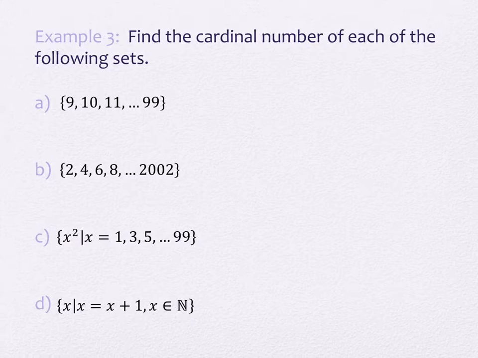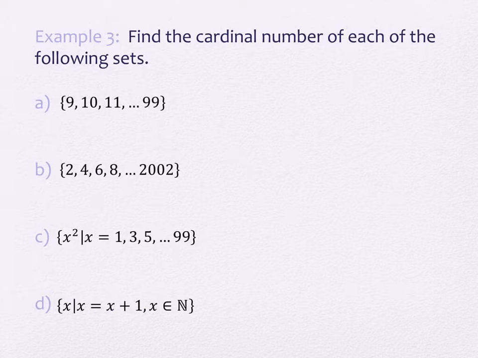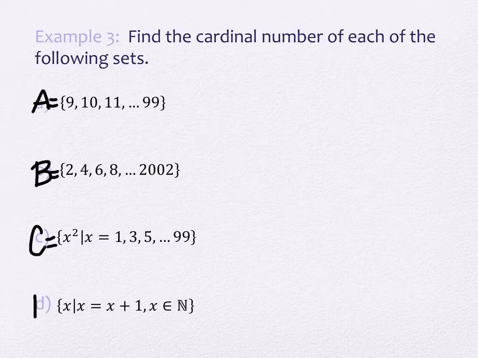All right, let's go back and take a look at where we are. Cardinal numbers. There we are. So what we're going to do next is find the cardinal numbers of a few sets. Cardinal number just means how many items are in them. For the sake of making this simple, I'm going to call this set A, this set B, this set C, and this set D.